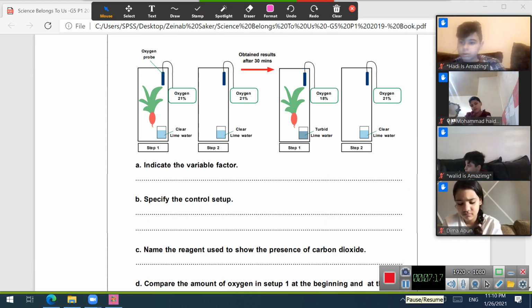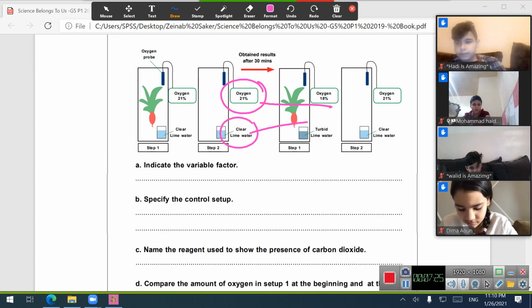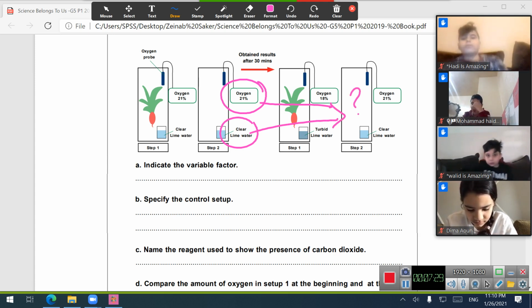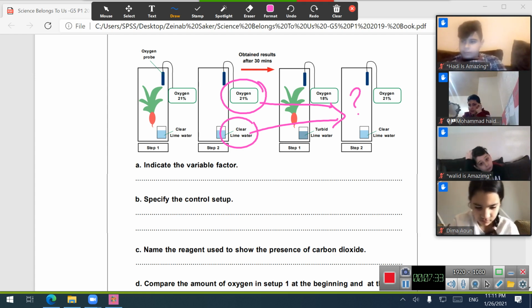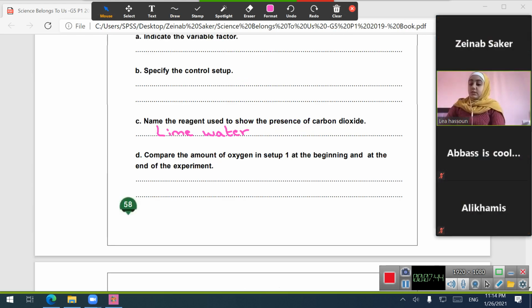Okay, Abbas. The quantity of oxygen and the lime water didn't change their aspects in step 2. Why? There is no change here. Because in the box, no green plant. Excellent, Abbas. So no green plant is introduced in step 2. Thanks a lot.